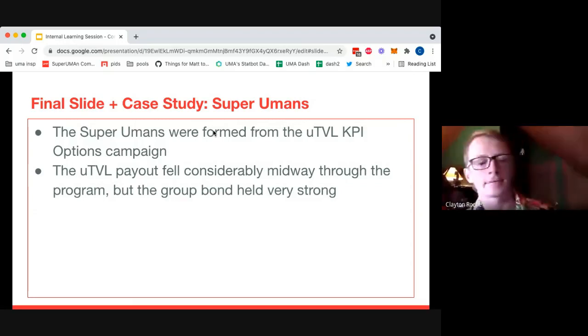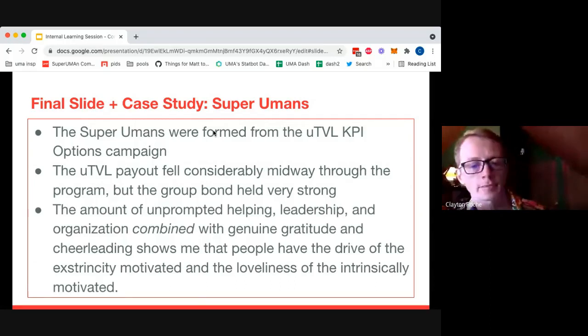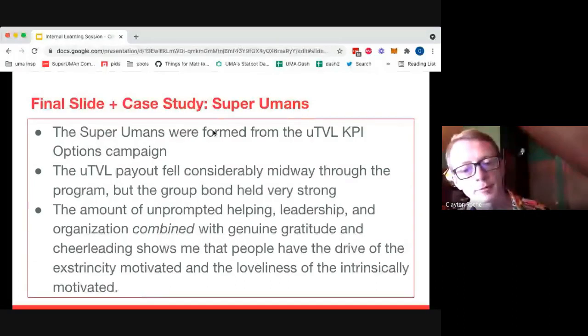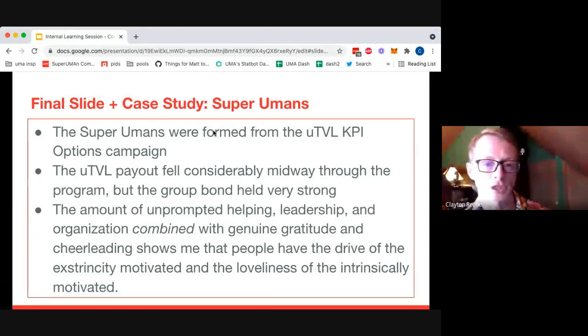And so finally, the amount of unprompted helping, leadership, and organization combined with genuine gratitude and cheerleading shows me that people have the drive of the extrinsically motivated and the loveliness of the intrinsically motivated. And that is as a result, I believe, of the KPI option design and campaign and just using shared incentives in general. I think that they are a powerful way to move communities along.